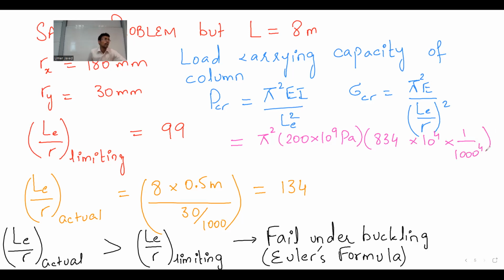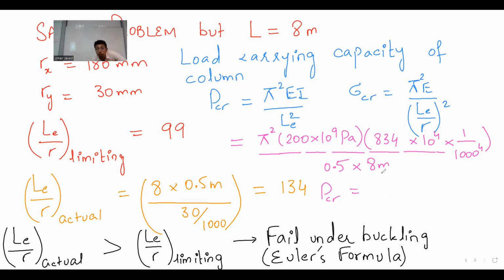You did that right, Ahmed? I do the other one, the E pi square over LE over R. But we should get the same answers anyways. So P critical is equal to pi square E I divided by LE square, where the effective length LE is 0.5 multiplied by 8 meter. And just to be clear, Ahmed used this formula, so let me just explain the formula that he used.